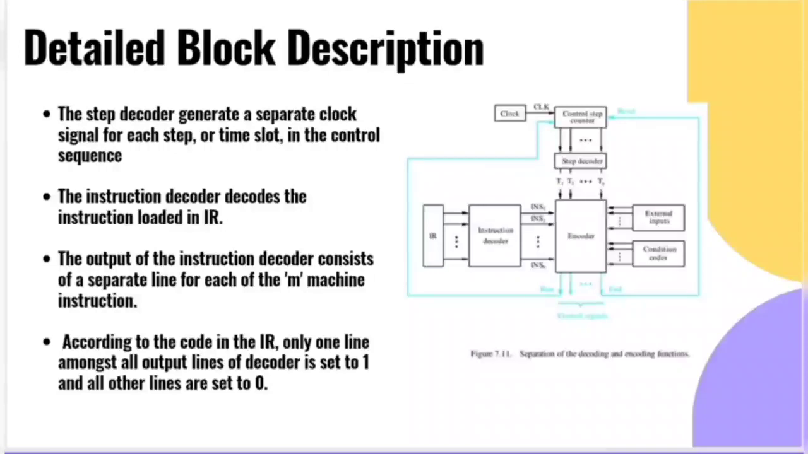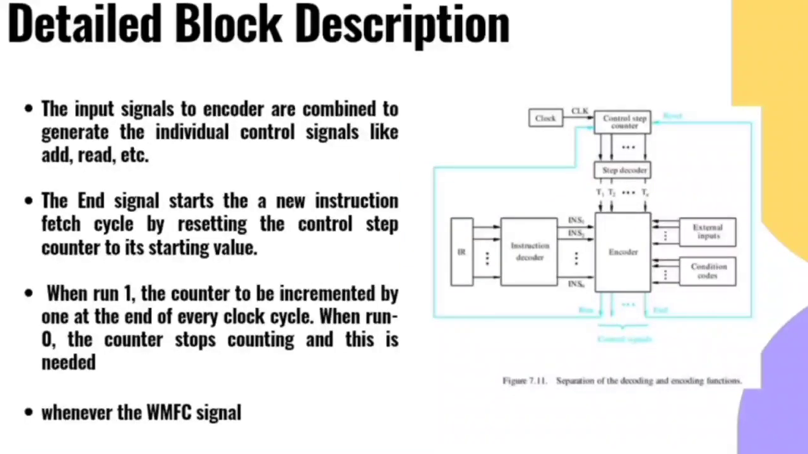The output of the instruction decoder consists of a separate line for each of the M machine instructions. According to the code in the IR, only one line amongst all output lines of the decoder is set to 1 and all other lines are set to 0. The input signals in the encoder are combined to generate the individual control signals like add, read, etc. The end signal starts a new instruction fetch cycle by resetting the control step counter to its starting value.